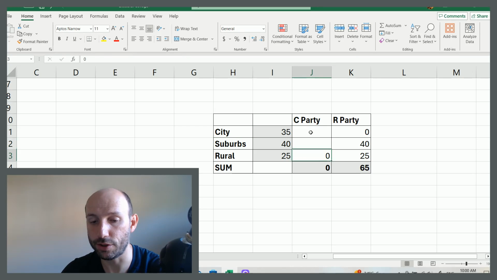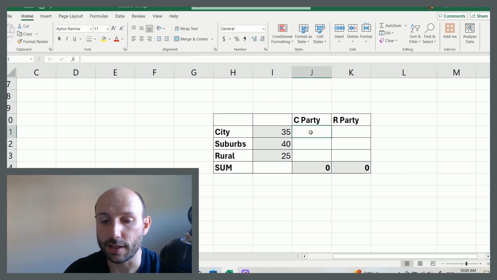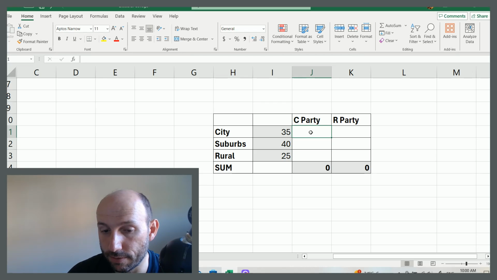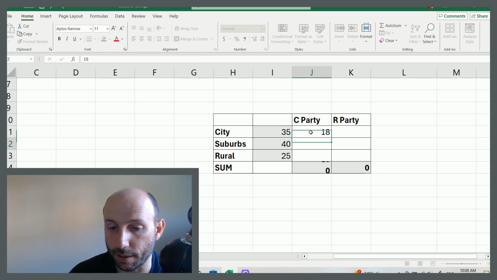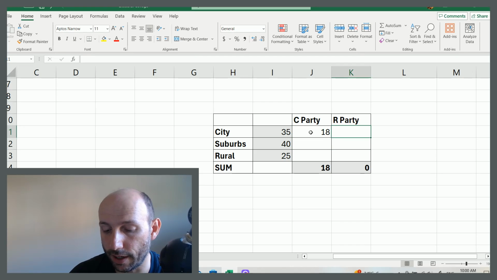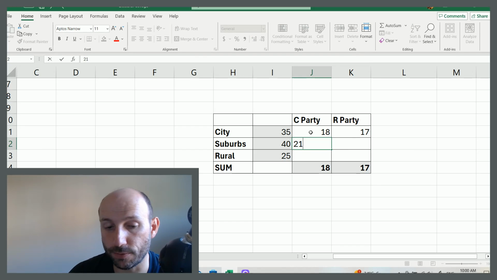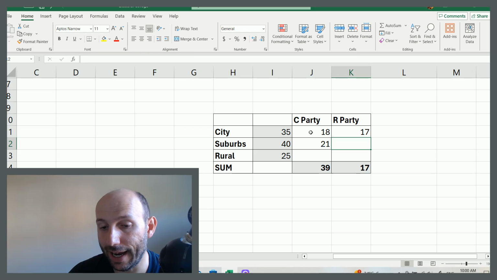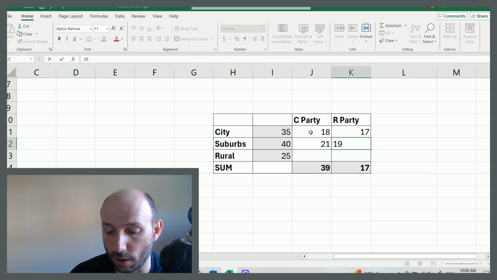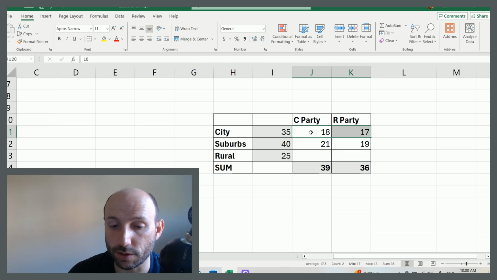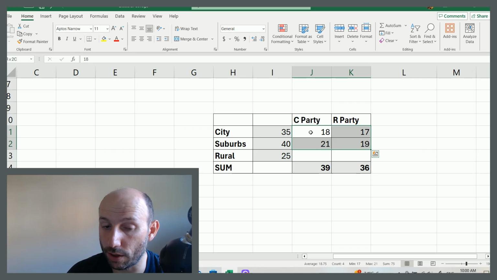Okay, so imagine you have a situation like this. Okay, let's say the city party, those 35% of the population that live there, let's say 18 of them vote for the C party, okay, and only 17 vote for the R party. And in the suburbs, 21 out of those 40 vote for the C party and 19 vote for the R party. Well, so the C party won the majority of the vote in both the city state and the suburb state. So they win the election because they get all 75 of those electoral points, okay?